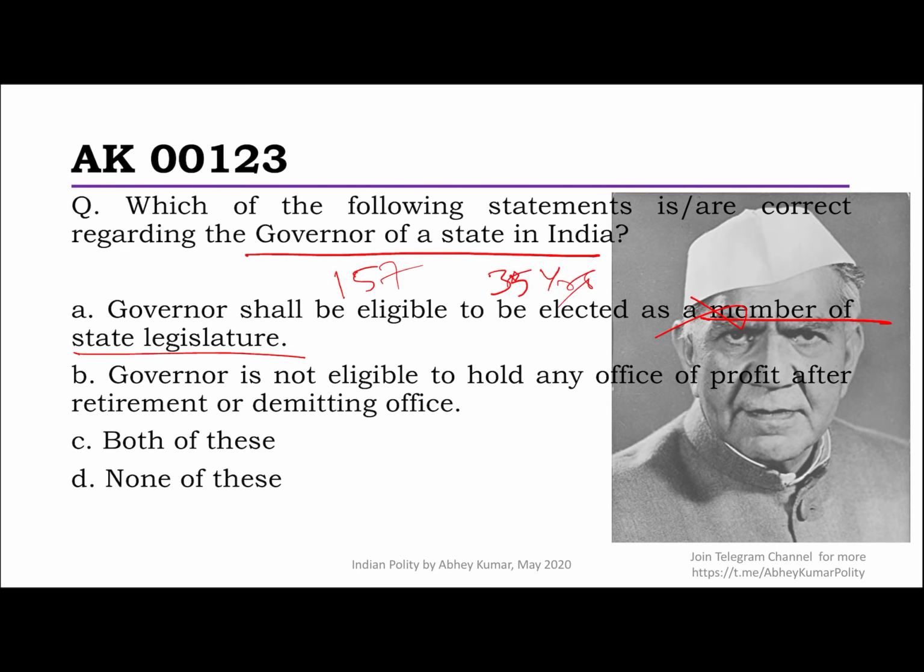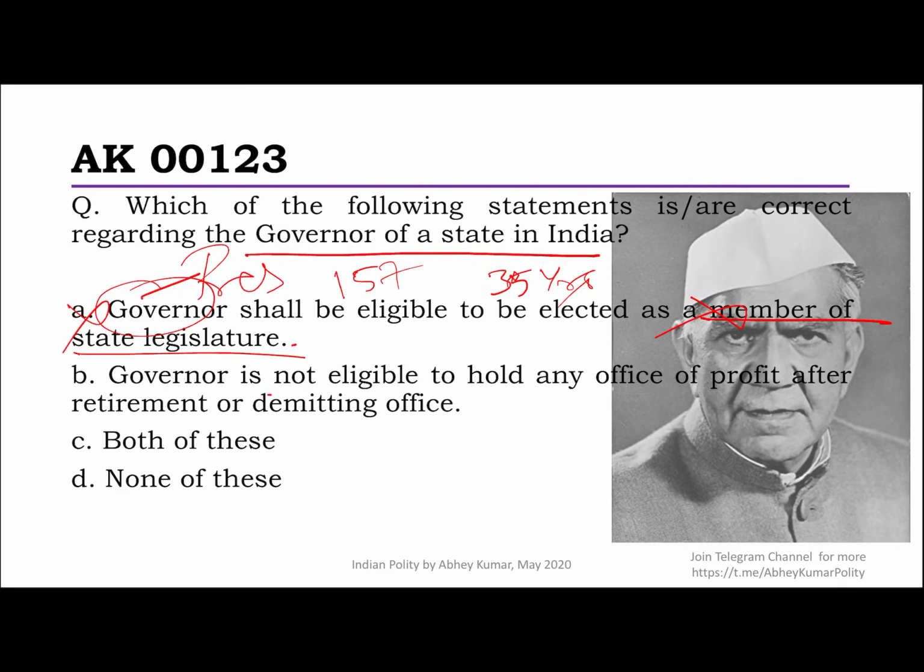And even in the conditions of the service, there is no such provision that you should be eligible to be elected as a member of state legislature. However, if you compare this with the President of India, there is a provision that the President of India should be eligible to be a member of the House of People, the Lok Sabha. But for Governor, there is nothing like that. So this is actually wrong.